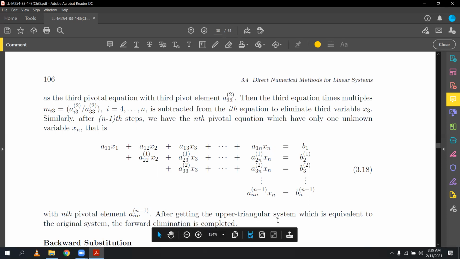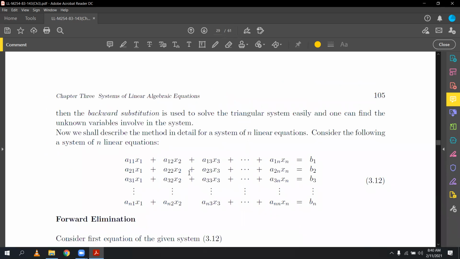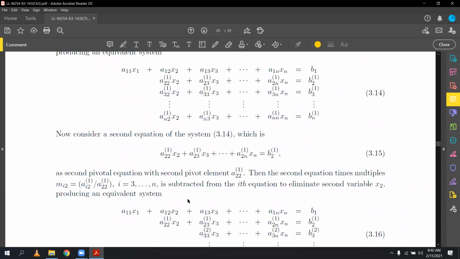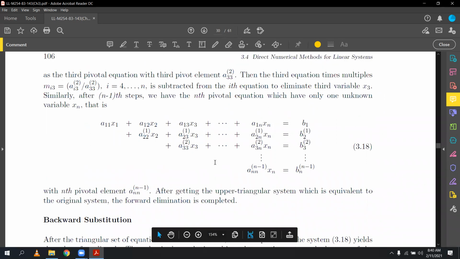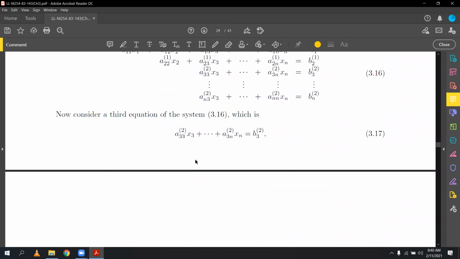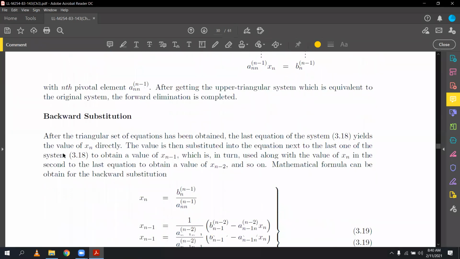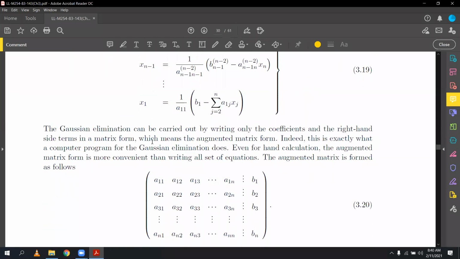After getting the upper triangle system, which is equivalent to the original system, it means this system and the original system are exactly the same. It means if something happens to this one, the same thing happens to the original system. So we see here now, we look only at all these elements not equal to 0. It means, alhamdulillah, our system is a non-singular system, and non-singular means we have a unique solution. We use backward substitution, this formula, and we can have the solution.